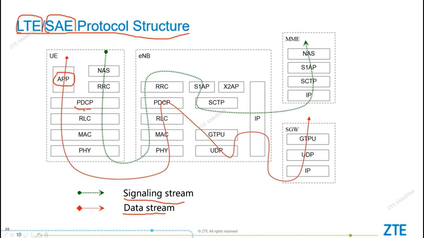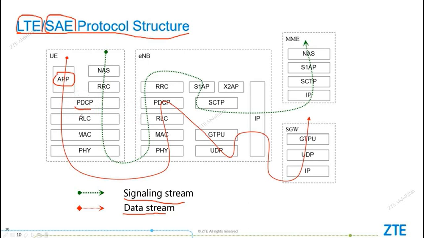The second function is encryption. The radio interface is an open interface, and we want to protect our information, so we need to encrypt. So this is the function of PDCP.